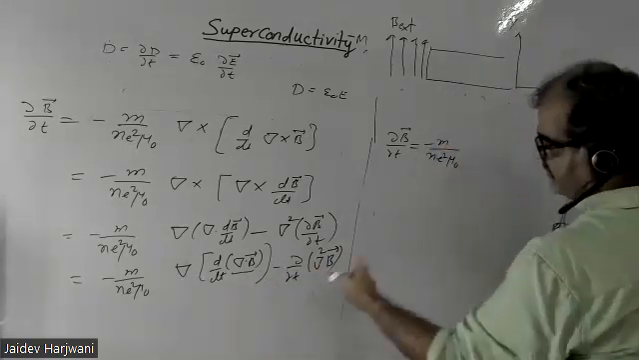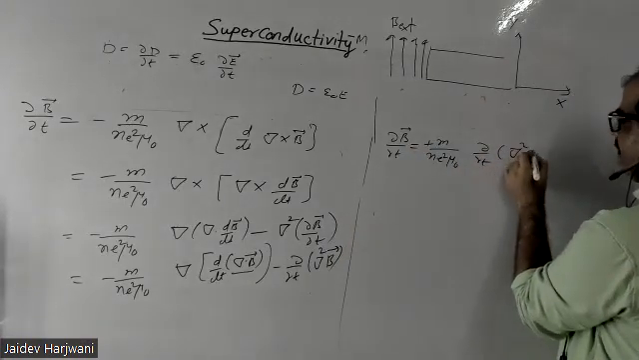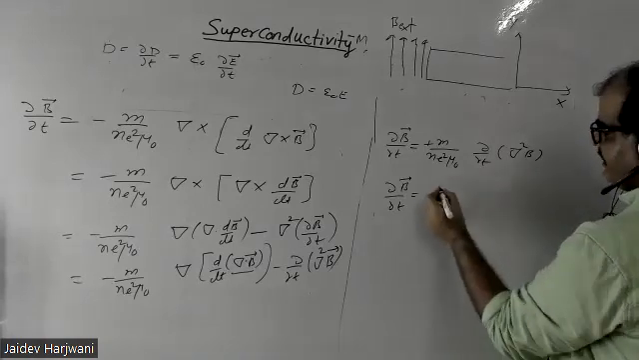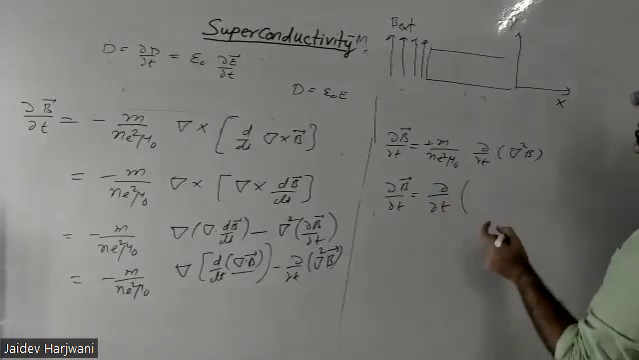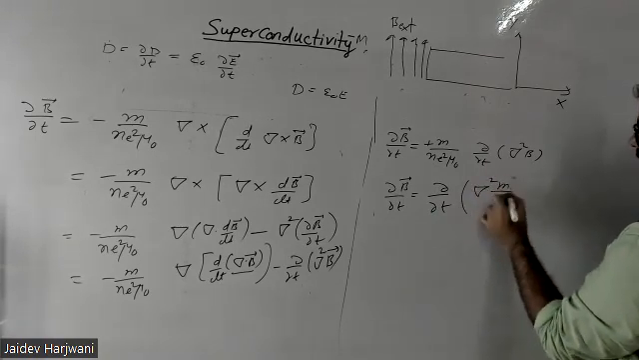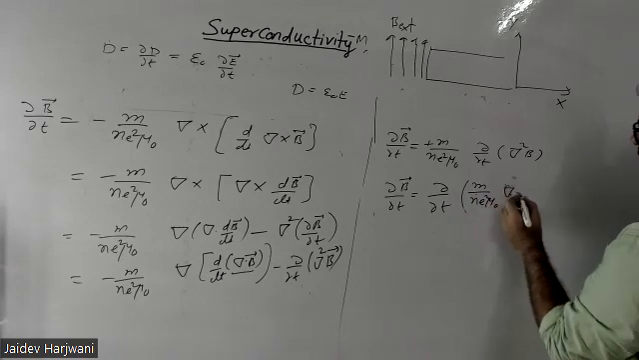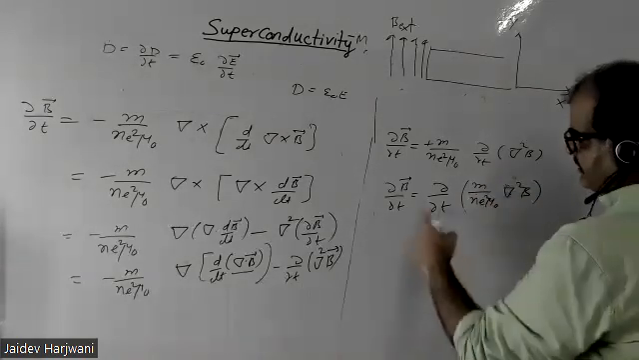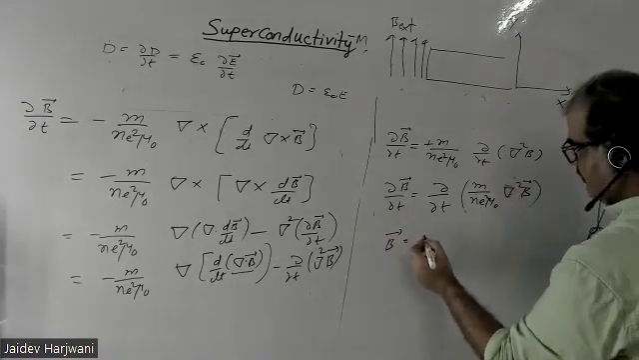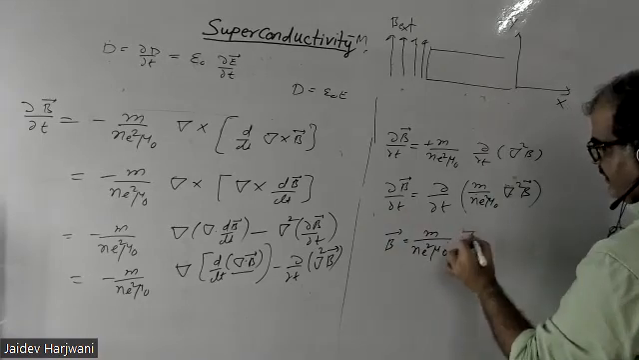So you have only this term, minus. This becomes plus. So del upon del t of del squared B. Del B upon del t, you can write the time part here. You can simply write this as del squared, m upon n e squared mu naught del squared B. Now this del t you can remove, so you'll get B is equal to m upon n e squared mu naught del squared B.